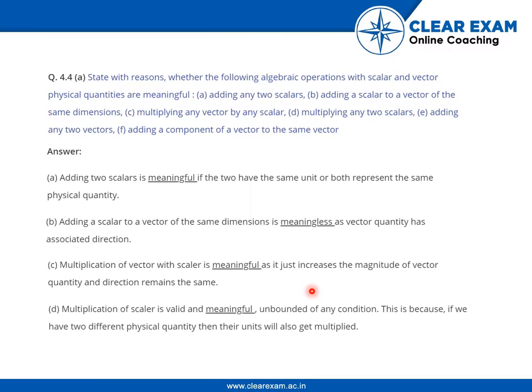Multiplying any two scalars. Of course, it makes sense. This is because if we have two different physical quantities, then their units will also get multiplied, right?